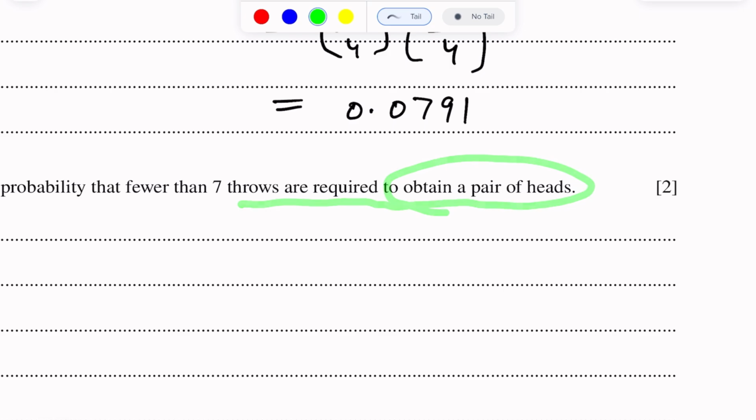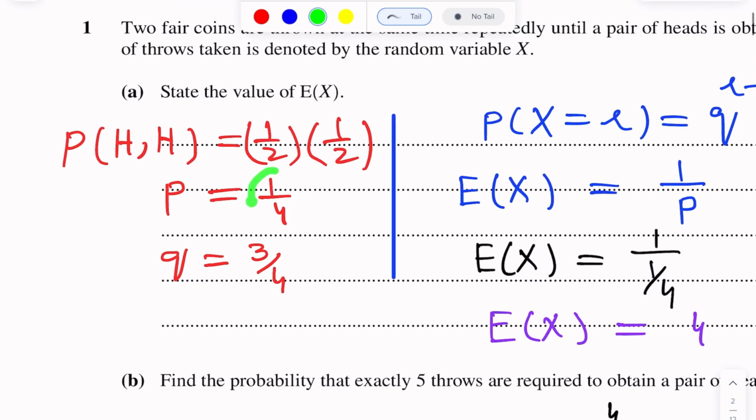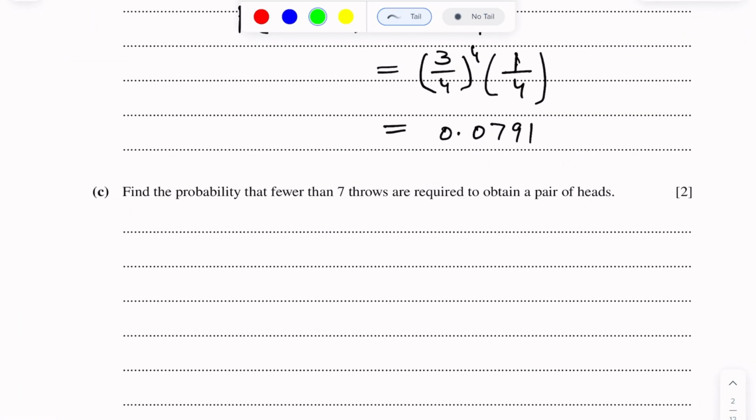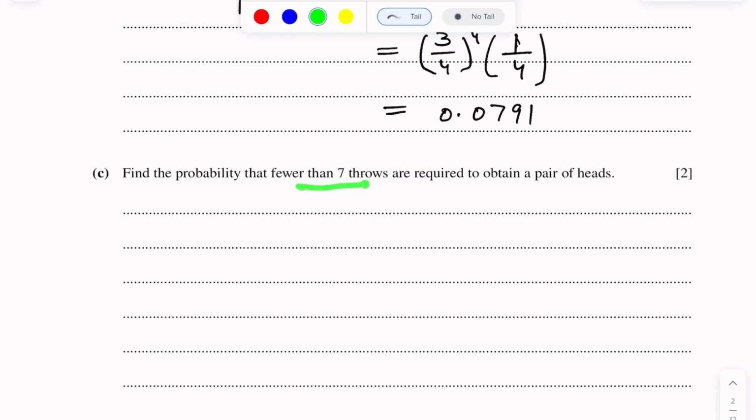Now part C of this question is: find the probability that fewer than 7 throws are required to obtain a pair of heads. Again, a pair of heads means the probability is the same. The probability of success is 1 over 4 and the probability of failure is 3 over 4. So the probability that fewer than 7 throws are required to obtain a pair of heads.